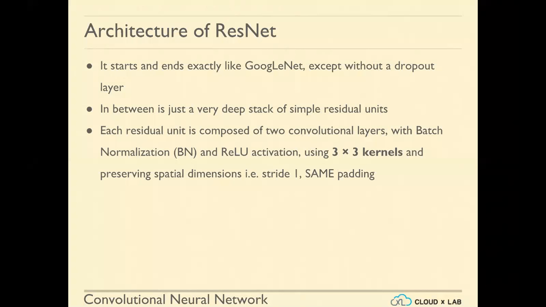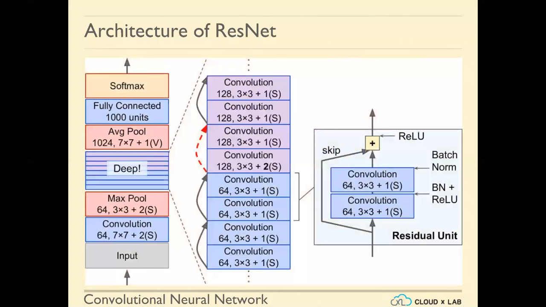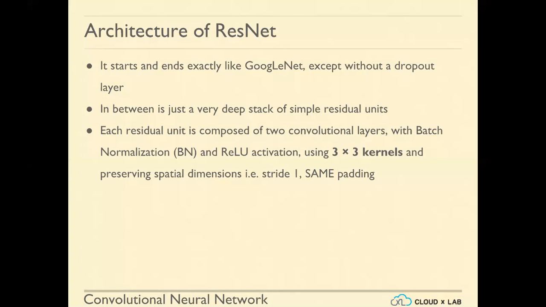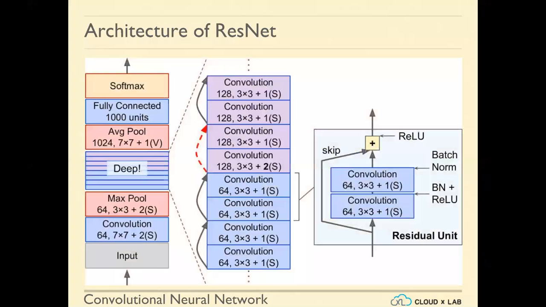Basically each residual unit has two convolution layers with batch normalization as well as ReLU as activation, using 3x3 kernels and preserving the spatial dimension, that is, we are having a stride of 1 and same padding. Preserving the spatial dimension means that it is not skipping the windows. That means the output dimensions are going to be the same as the input dimensions.